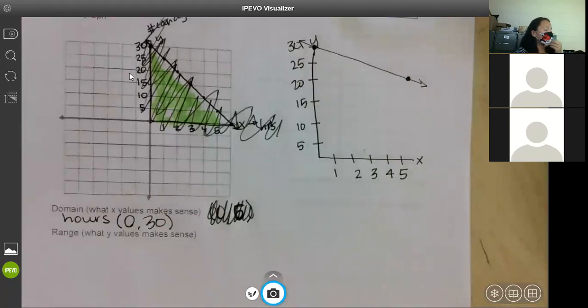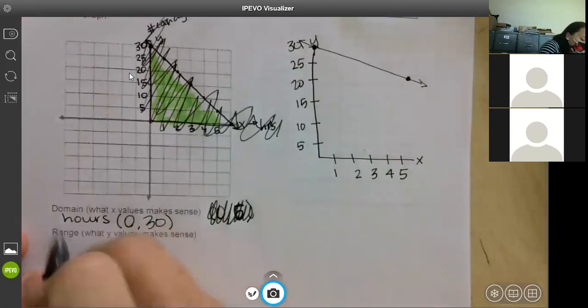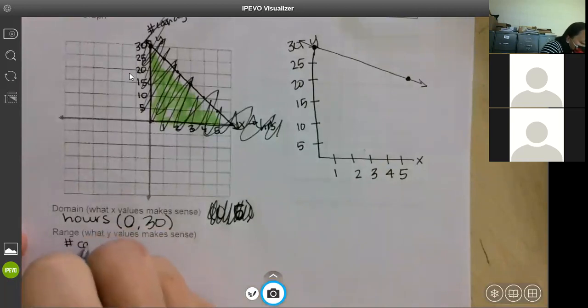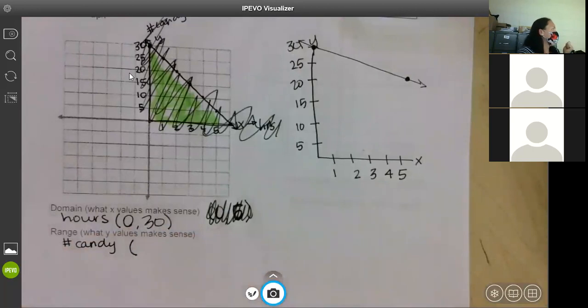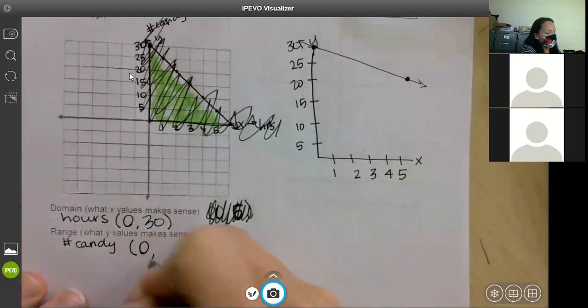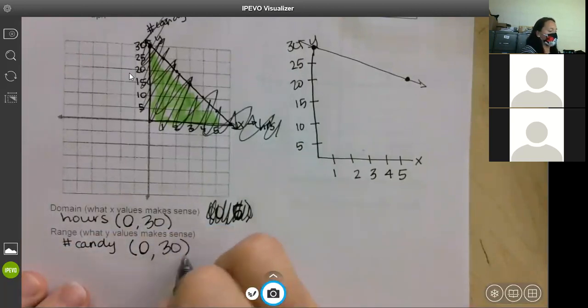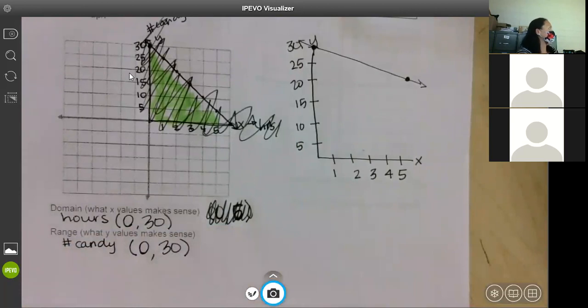Okay. What about your range? Your range is your Y's, which is the number of your candies. What's the least amount of candies I can have? 0 candies. What's the max amount I can have? 30, because I started with 30 and I keep decreasing instead of increasing. So this is kind of what you'll get on your test. You'll get one like this and you'll have to tell the practical domain and range.